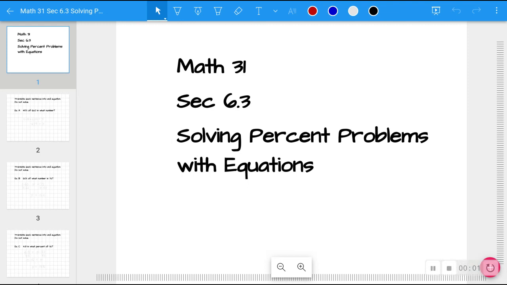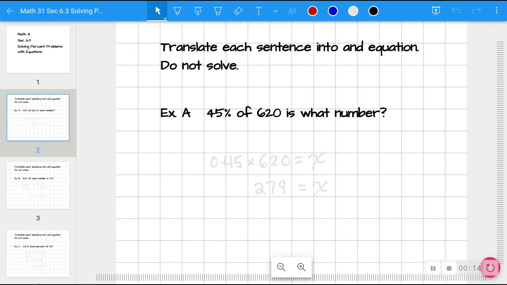Okay, in this short video, we're going to look at Math 31, Section 6.3, which covers solving percent problems with equations. All right, what you need to know in this section is how to translate these words. And the first word that you're going to have to know is the equal sign is translated with the word is. So we'll put an equal sign where it says is.